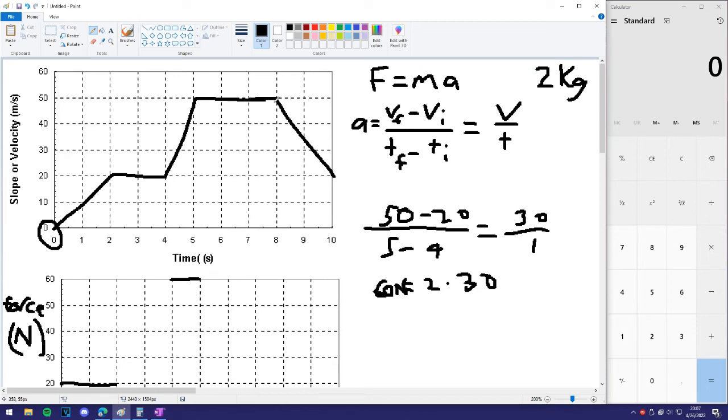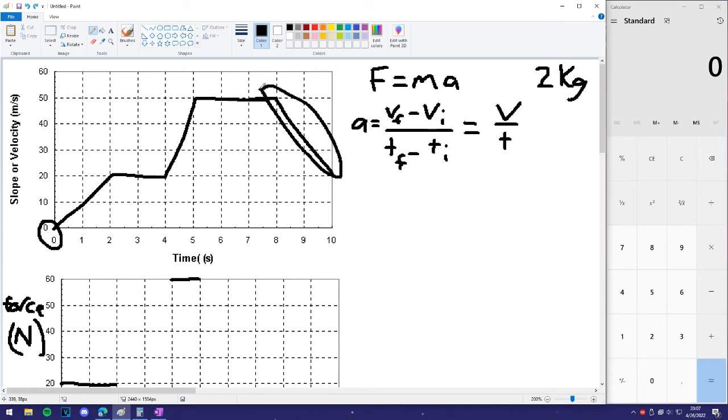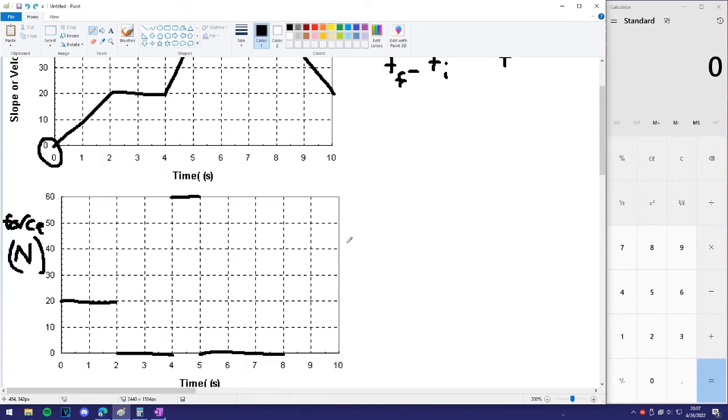And then for these 3 seconds, the object is moving at a constant speed, so we can just draw it at 0. Now this part is tricky because the object is actually slowing down here, but remember we can't have a negative force. So the force in newtons is always going to be a positive number.